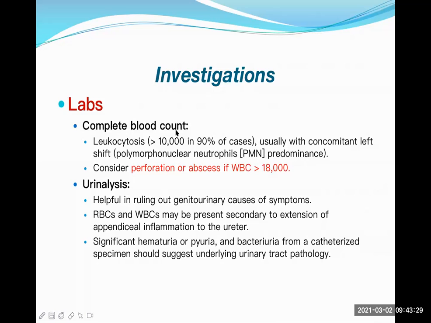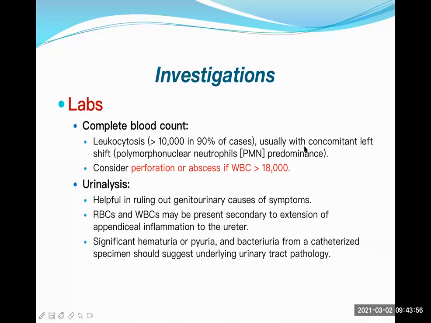The first is CBC. We already know leukocytosis is one of the important features of acute appendicitis. In 90% of the cases of acute appendicitis, the WBC count may be more than 10,000 or 11,000. In some labs, 10,000 is taken as the upper limit of the normal WBC count. In some other labs, 11,000 is taken. It doesn't matter much. Same thing.